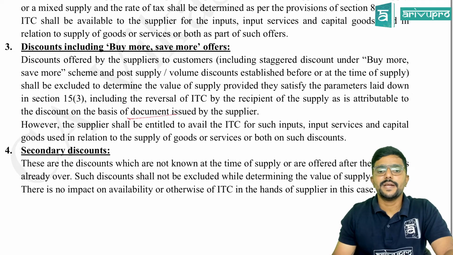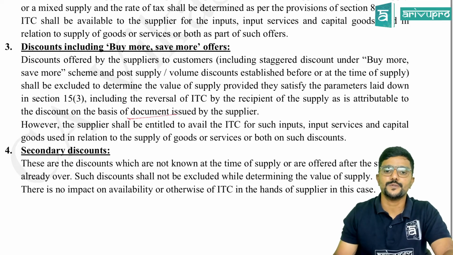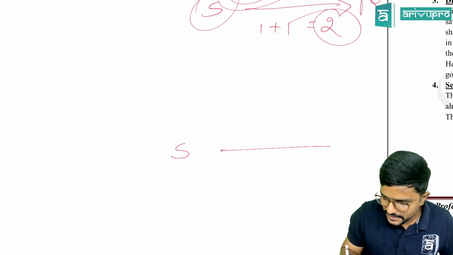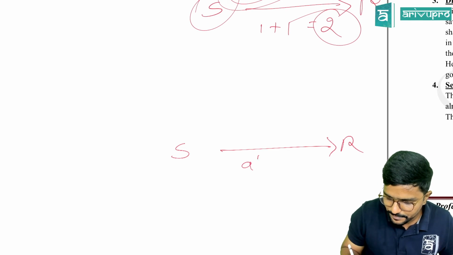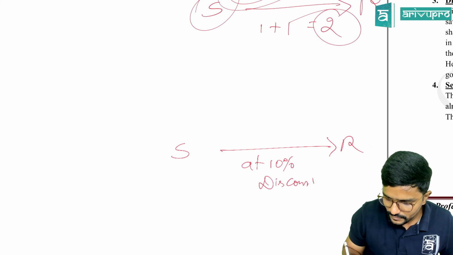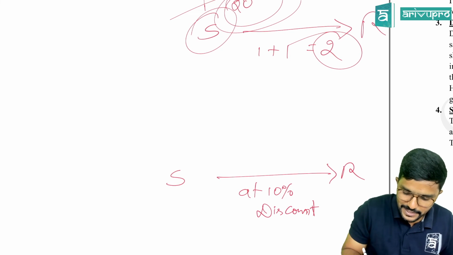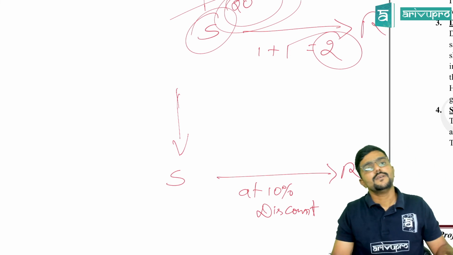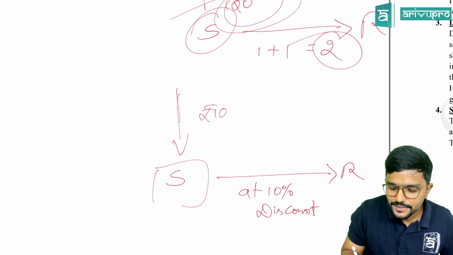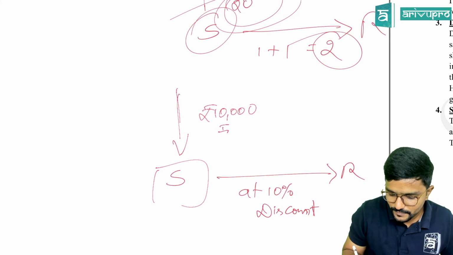However, the supplier shall be entitled to avail the ITC for such inputs, input services and capital goods used in relation to supply of goods or services or both on such discounts. Now let me explain this. A supplier is supplying the goods to the recipient at 10% discount, guys. Now supplier has purchased the same thing from others and he has paid 10,000 tax on it. Input tax. He has paid 10,000 input tax on it.